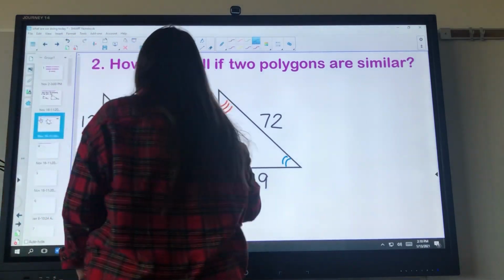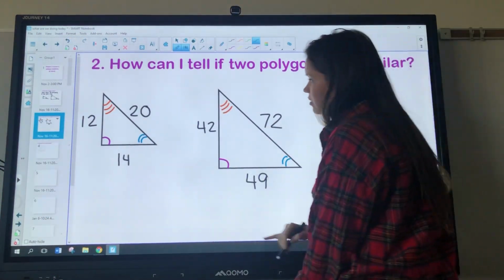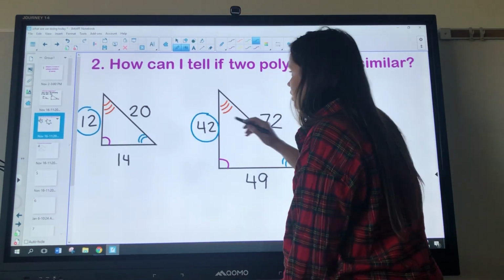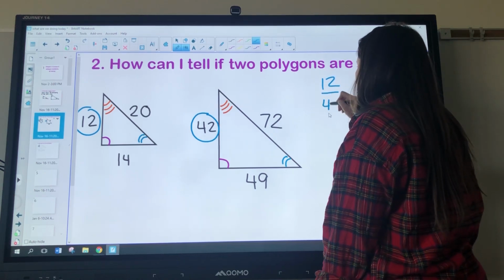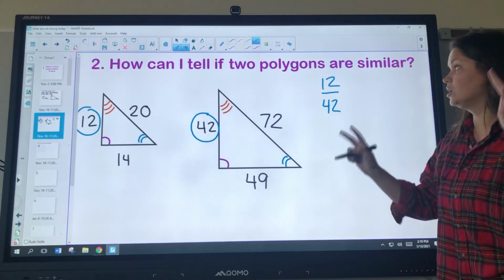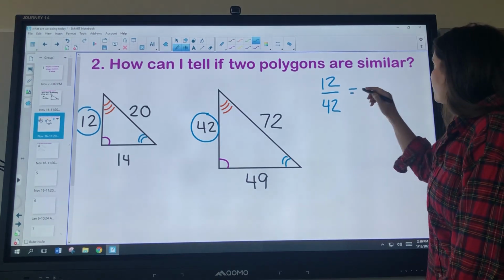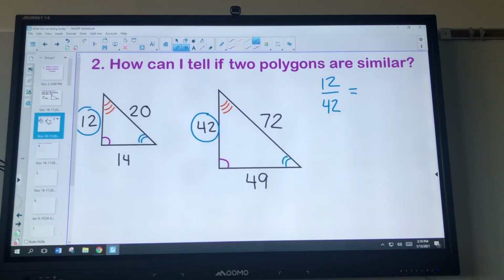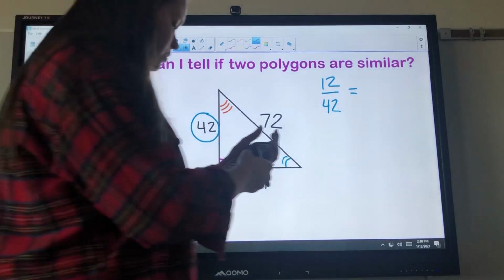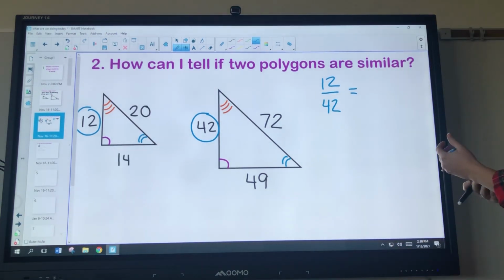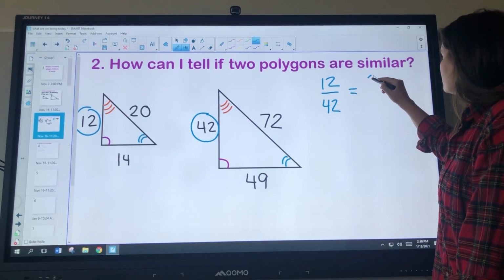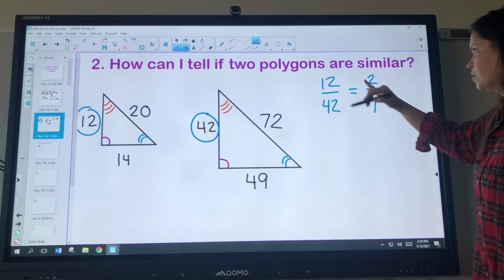So this is how you check it. You take the corresponding side, so the side with purple and orange is 12, and the side with purple and orange is 42. You have to see what that reduces down to. You have to put it in a fraction, you have to put it in a ratio, and then you have to reduce it. You can divide that by 6. So it reduces down to 2/7. Divide by 6, divide by 6.